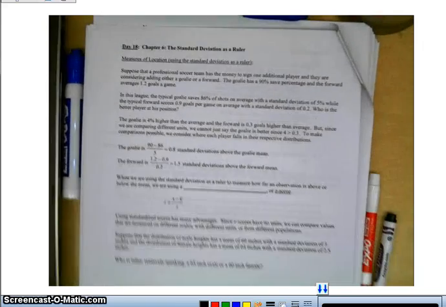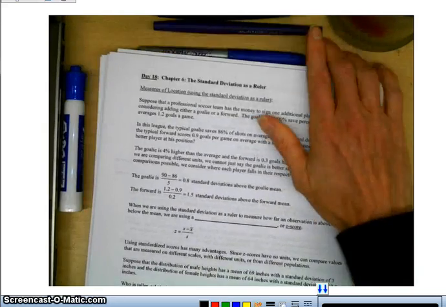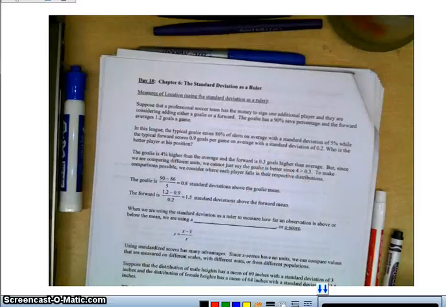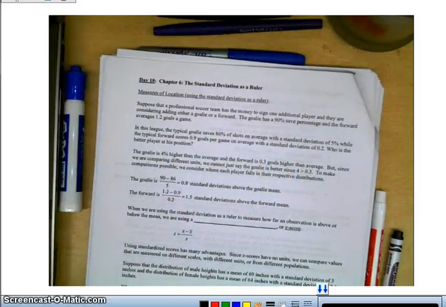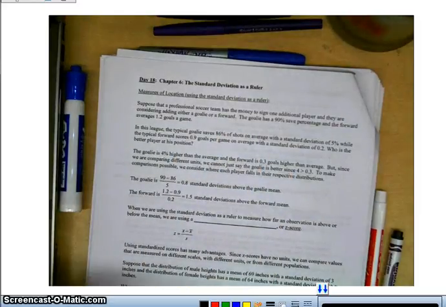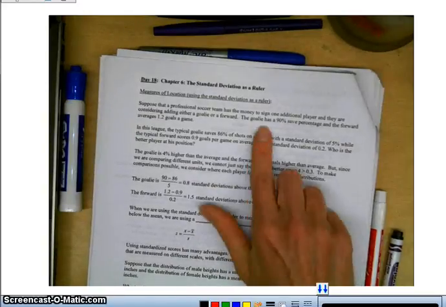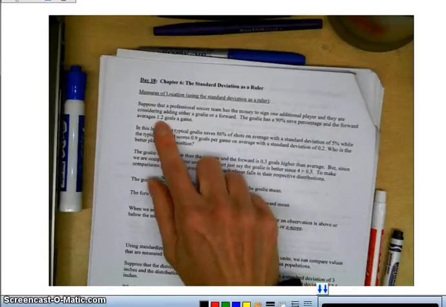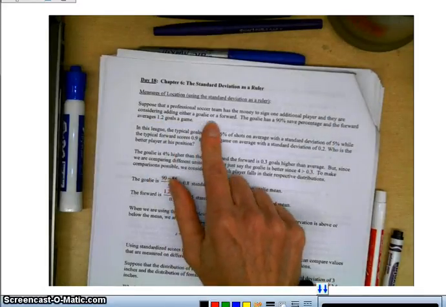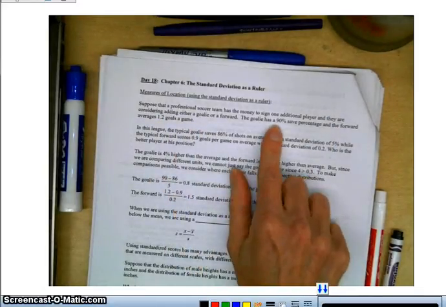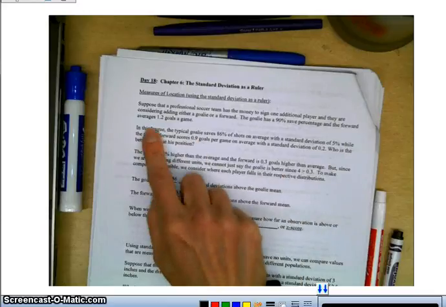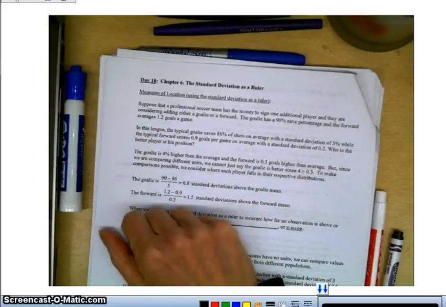Alright, so we're going to be doing day 18 right now, talking about measures of location using the standard deviation as a ruler. And a little information here. Suppose that a professional soccer team has the money to sign one additional player, and they are considering adding either one goalie or one forward.